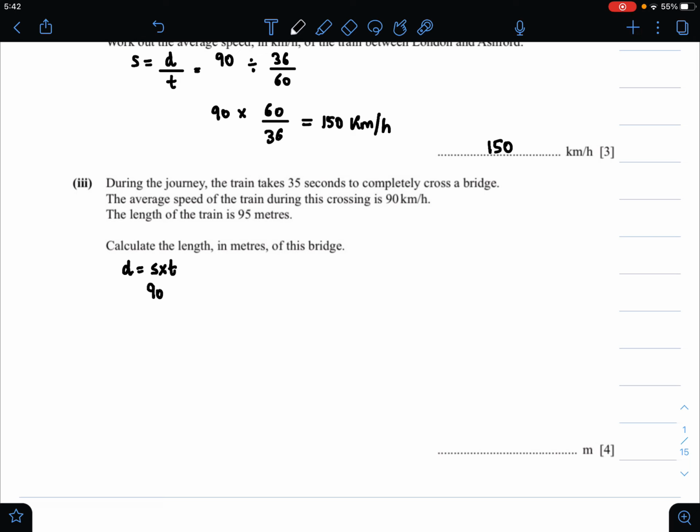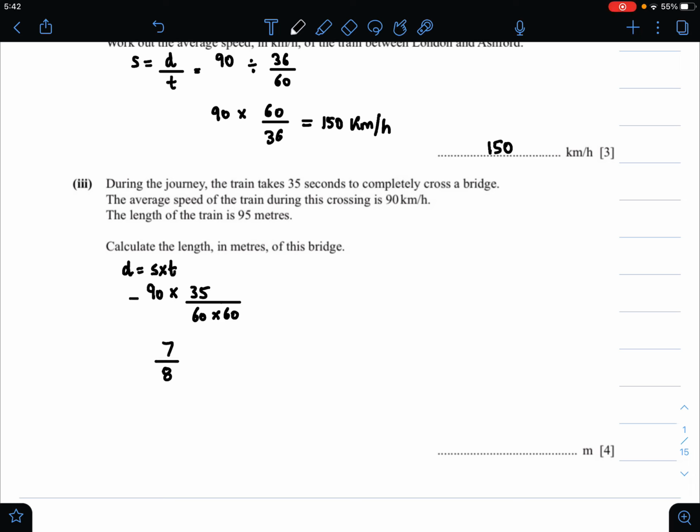and the time is in seconds. But since the speed is in hours, we need to convert this to hours as well. So 90 multiplied by 35 divided by, so if we divide seconds by 60, it'll become minutes, and if we divide it by another 60, then it'll become hours. So if we work out 90 multiplied by 35 divided by 60 and then divided by 60 again, you'll get your answer 7 by 8 as a fraction.